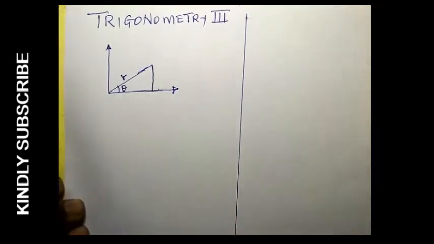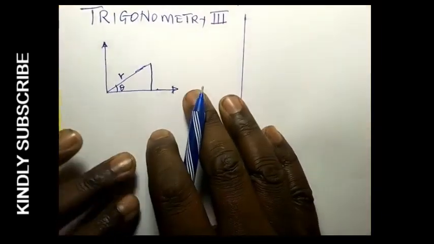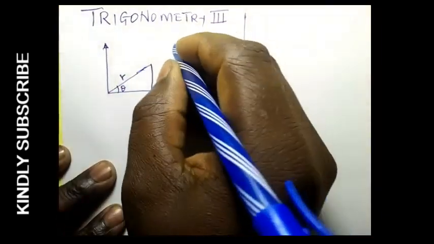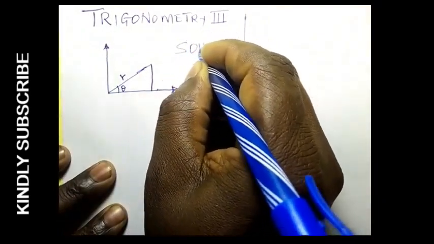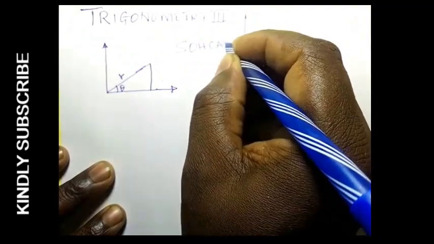Welcome. Let us look at Trigonometry 3, Form 4 work. Now here we are reminded of what we learned in Trigonometry 1, which we call SOHCAHTOA.